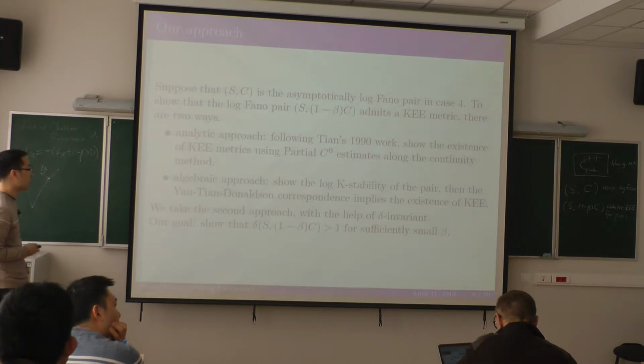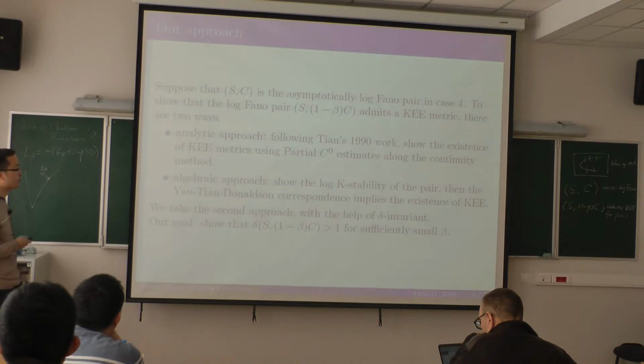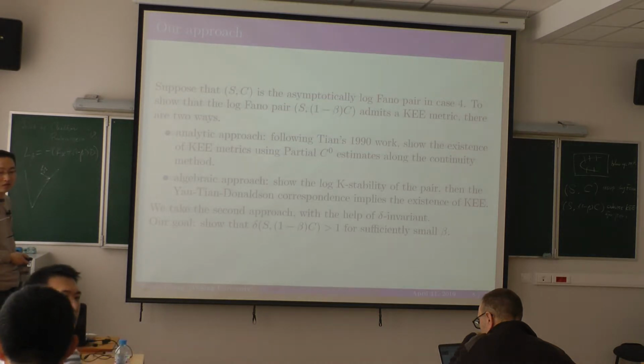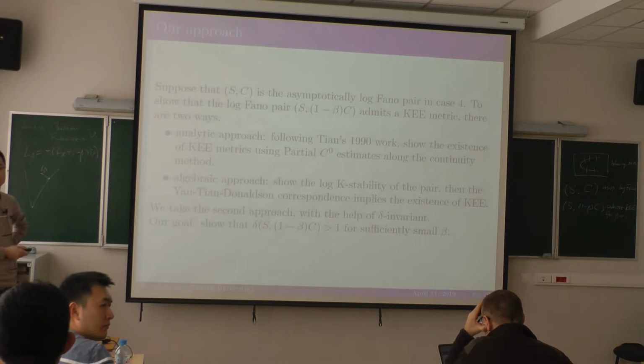So then we turn to the algebraic side. Basically, we want to show that this log Fano pair is log K-stable. Then the Yau-Tian-Donaldson conjecture for log Fano pairs implies the existence of a K-Einstein edge metric. Of course, how does the angle beta depend? We want this beta to be sufficiently small, very small.